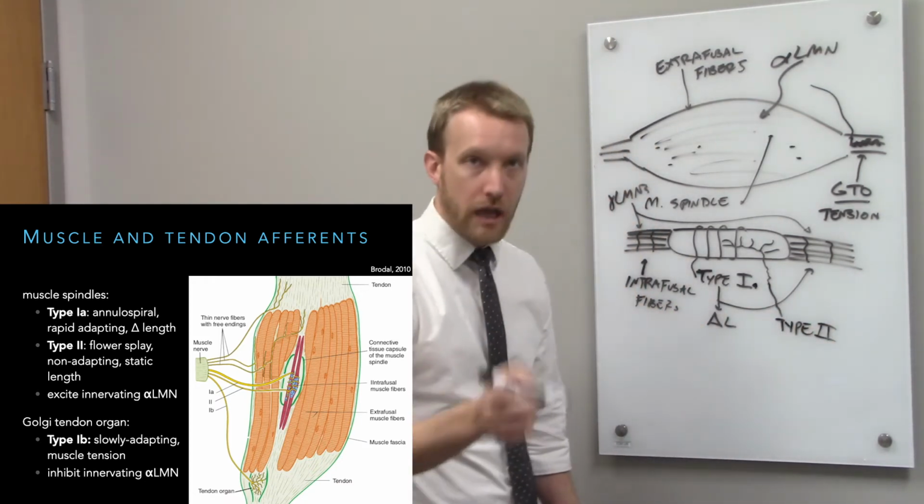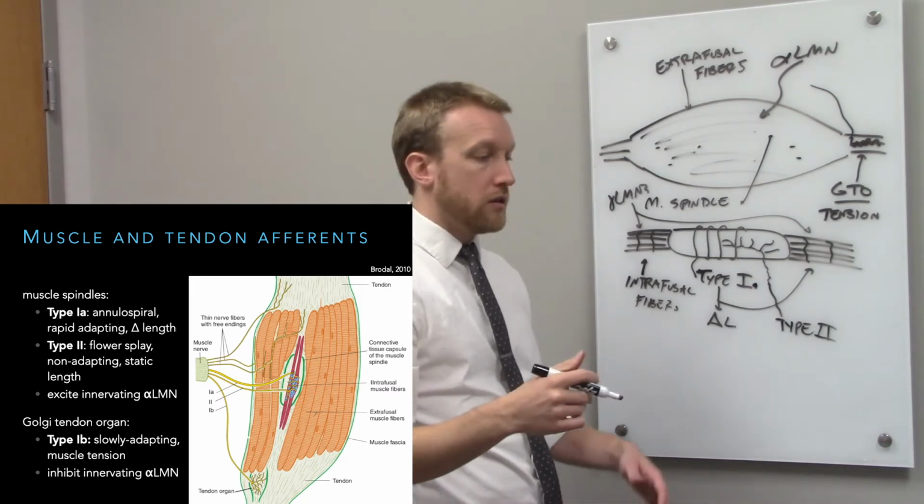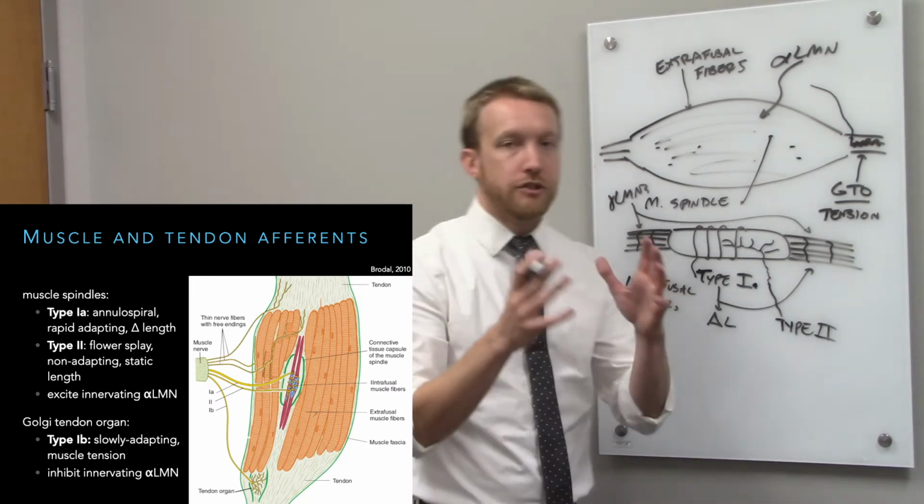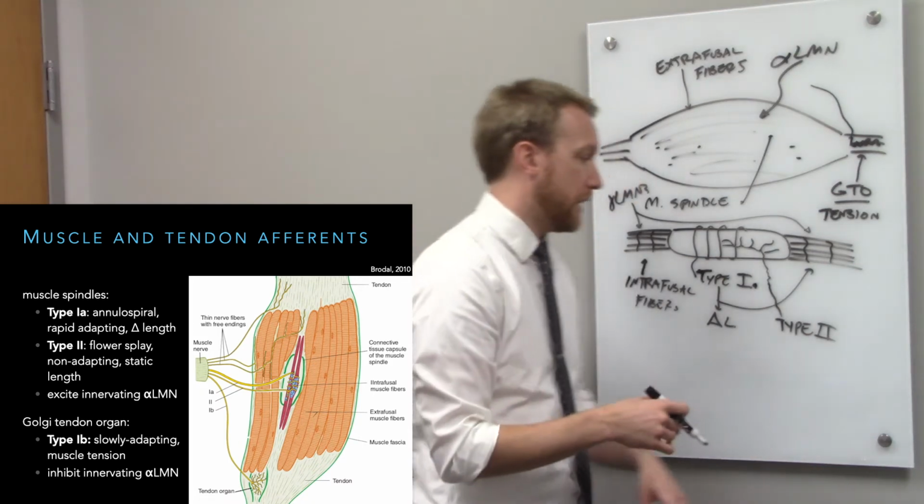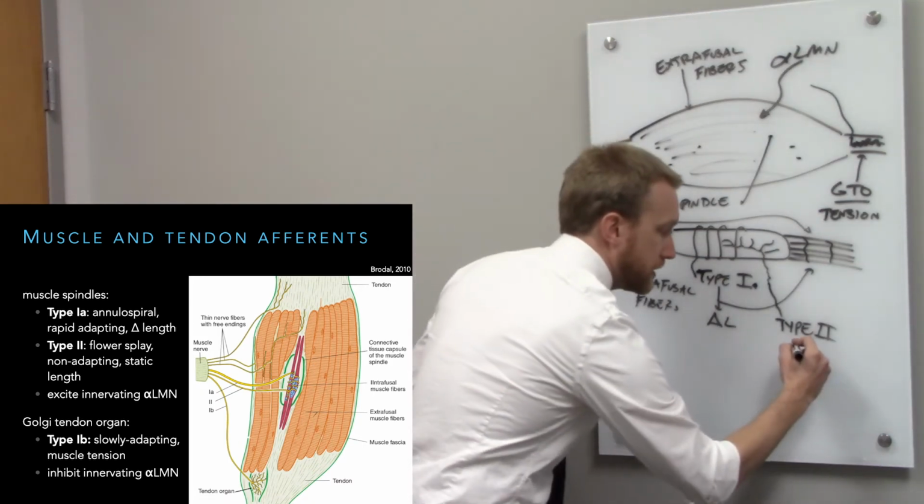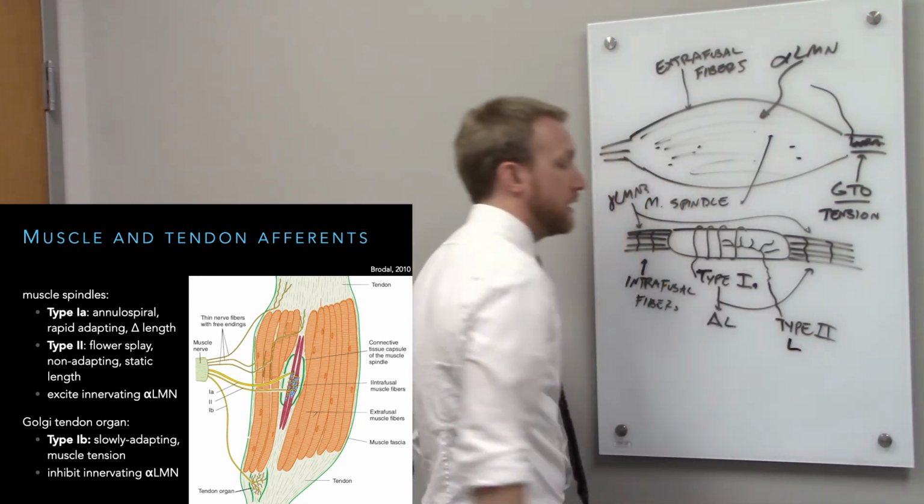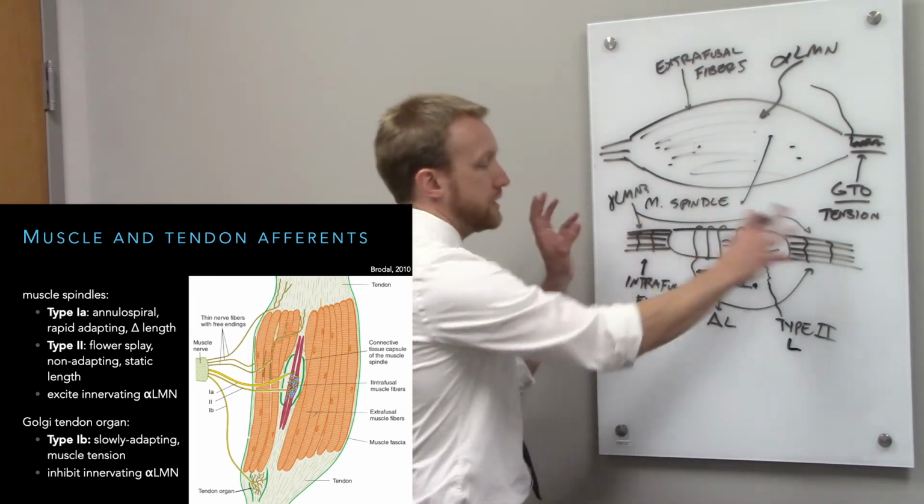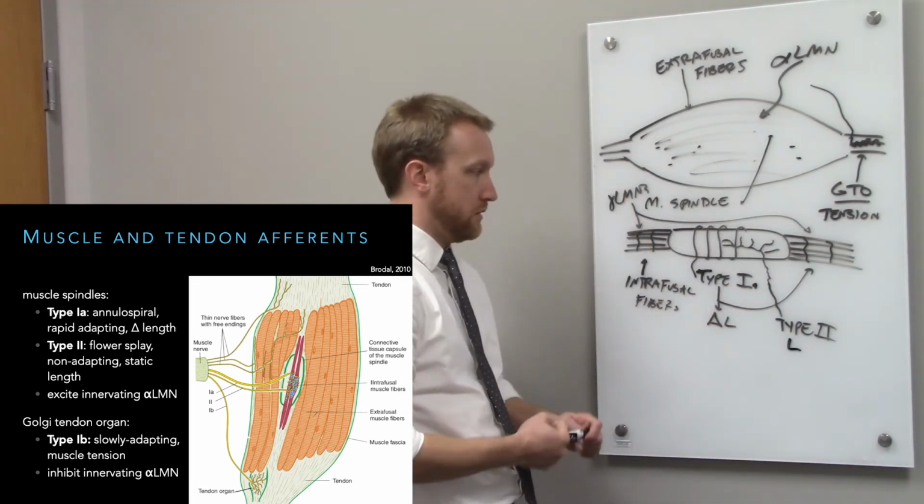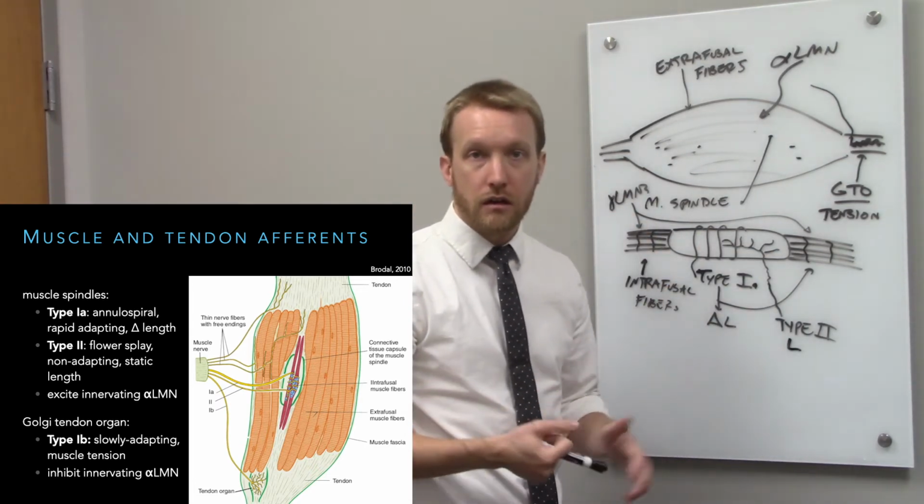And they're also non-adapting. So they don't have this initial period of high, fast firing followed by slow firing. So they don't tell us the change in length, they tell us the length that it is. How long is it? That's what they're going to tell us. How much stretch is there here? They'll give us some idea of the length.